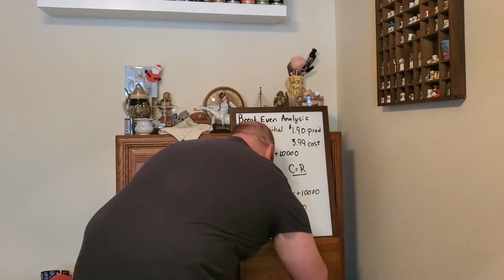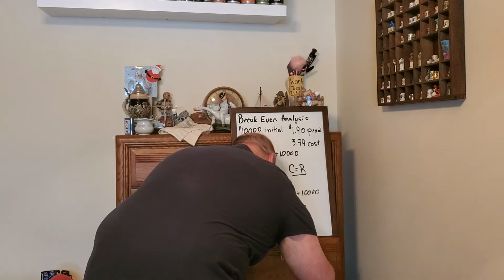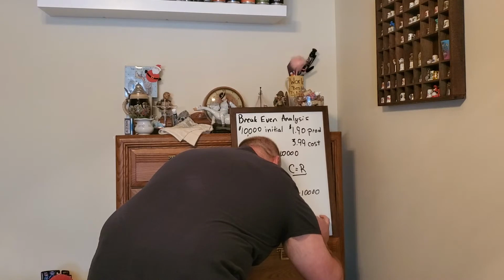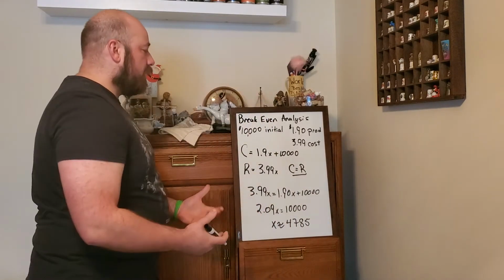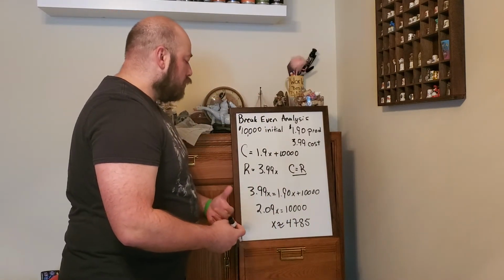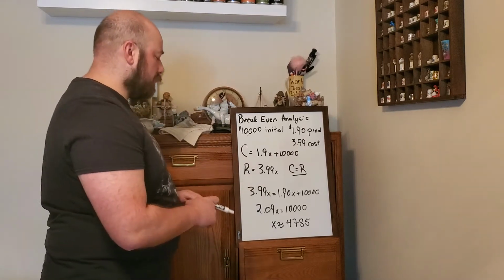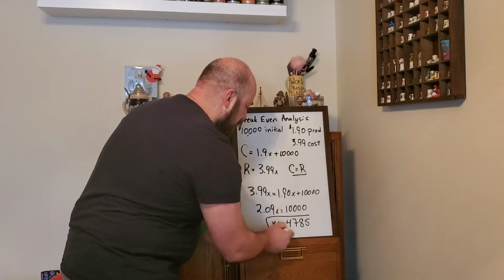So when I divide 10,000 by $2.09, I'm going to get approximately 4,785. So x, they're going to have to sell 4,785 of the product in order to break even. So this is breaking even, right? So this is one part.